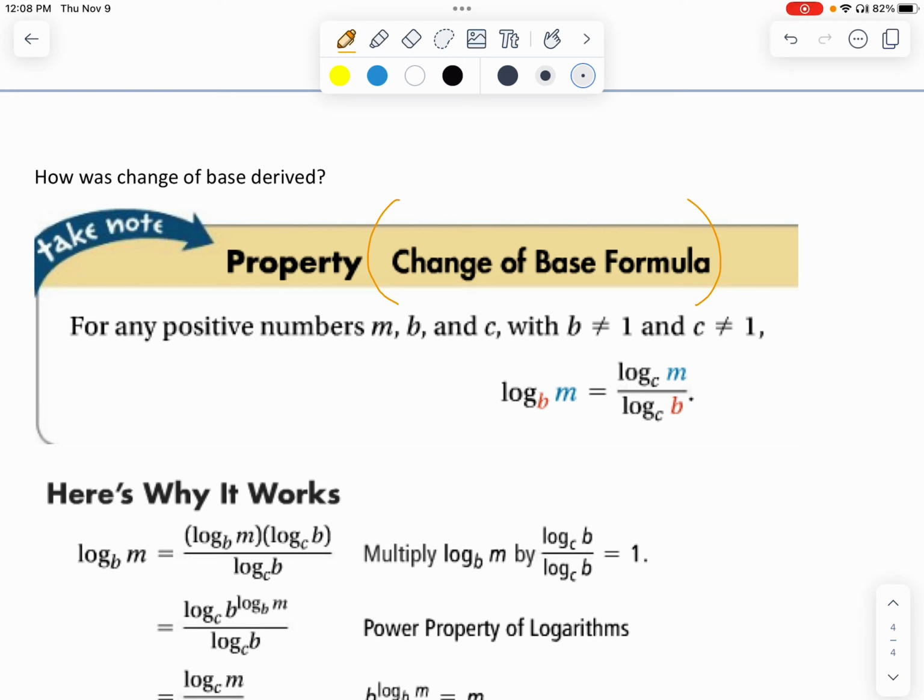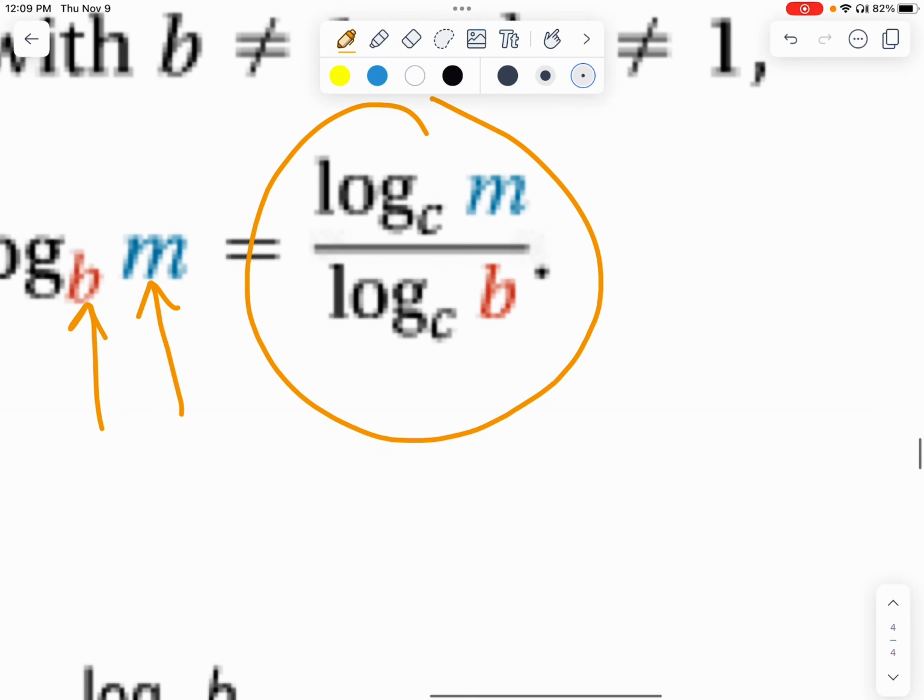So let's say we're given a logarithm that has a base of b of m. I'm going to prove to you that you can make it a common base. It doesn't matter if you use 3 and 3, 4 and 4, or what you use. We use 10 and 10 because we live in a base 10 society. But you can write it as a common base as long as you put log of that common base of m on the top and log of that common base of b on the bottom.